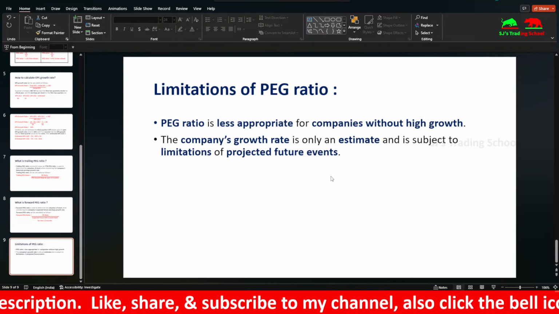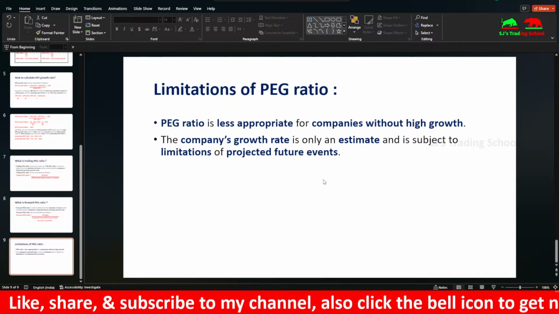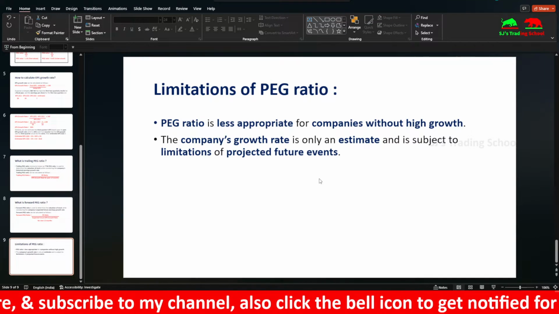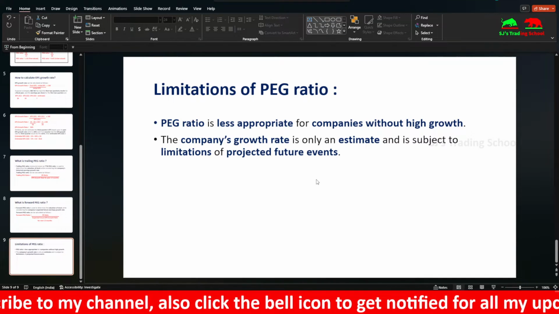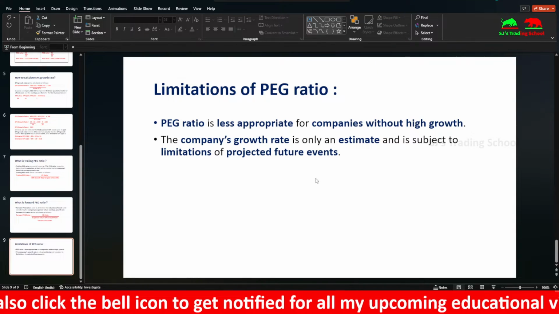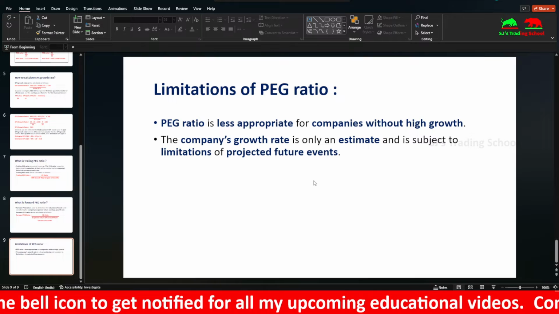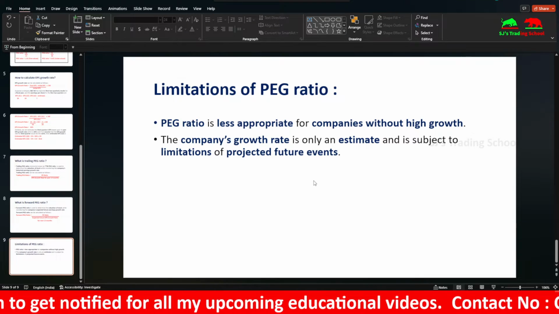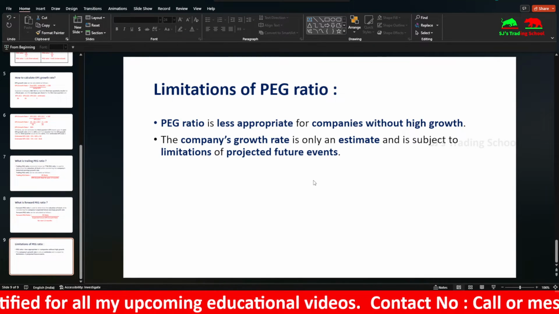So next finally comes the limitations of the PEG ratio. Every ratio has its pros and cons and the PEG ratio has its cons. For example, this is less appropriate for companies without high growth. So it is only reliable for high growth companies. So you have to use this ratio for analysis of high growth companies only.